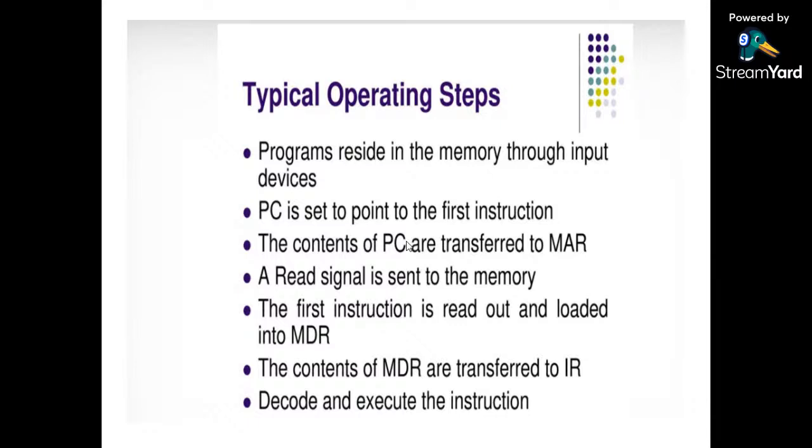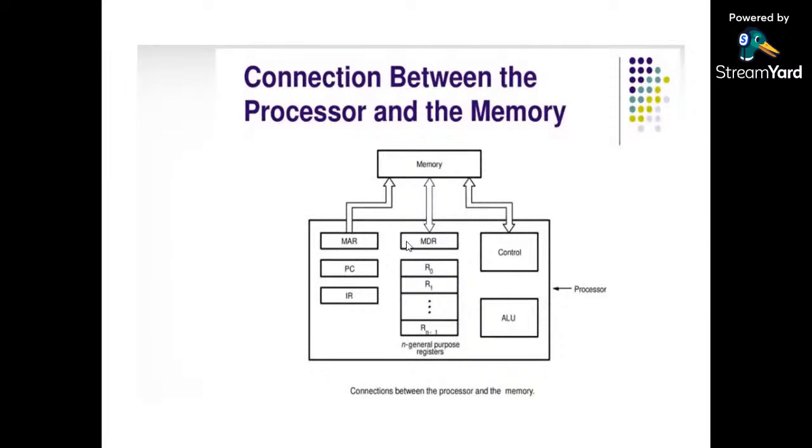The read signal is a control signal that is sent to the memory. What does the read signal specify? It specifies that the data from the memory has to be brought into the processor. When the read signal is issued, the instruction is loaded into the MDR. If you go back to this diagram, you can see that memory is connected to the processor through MDR. Whatever data is transferred from the memory to the processor, or from the processor to the memory, can only be transferred through the memory data register.